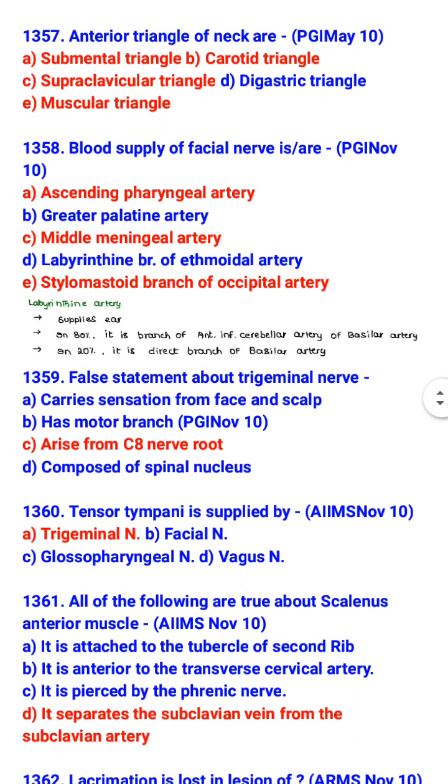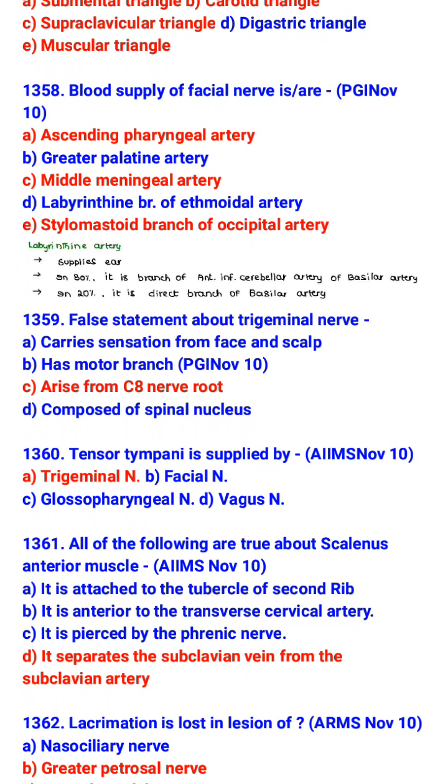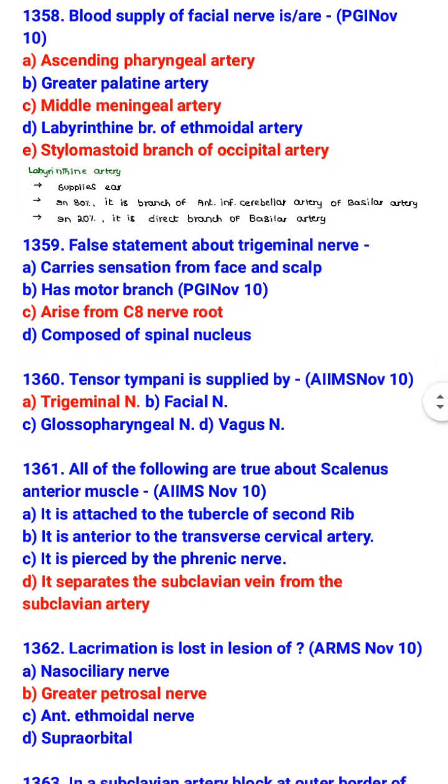False statement about trigeminal nerve, that it arises from C8 nerve root. What is true about trigeminal nerve? It carries sensation from face and scalp. It has a motor branch, and it is composed of spinal nucleus. Tensor tympani is supplied by trigeminal nerve.